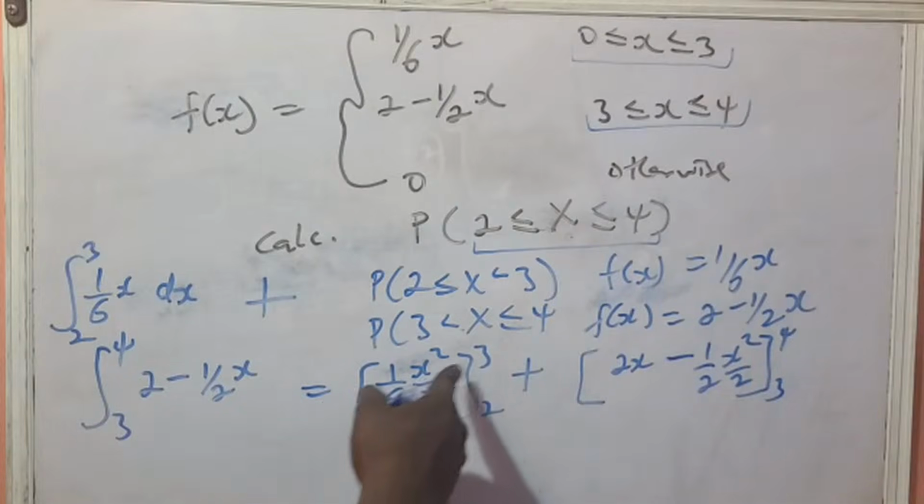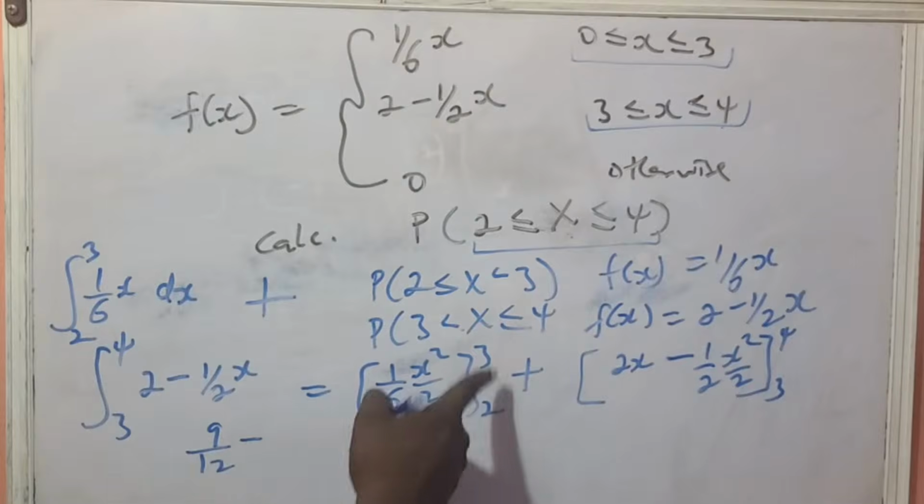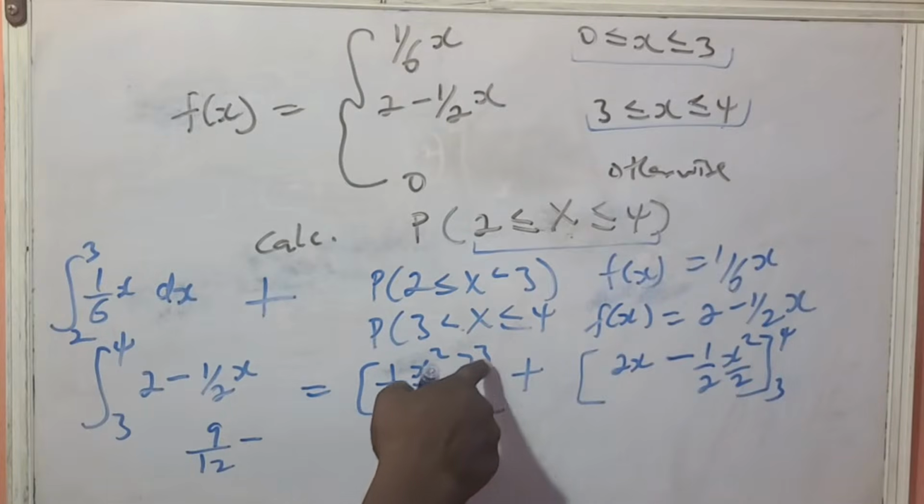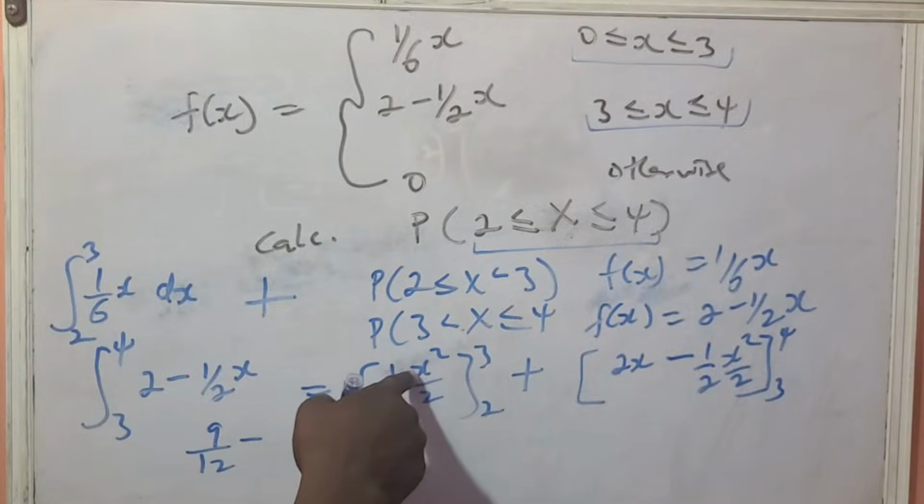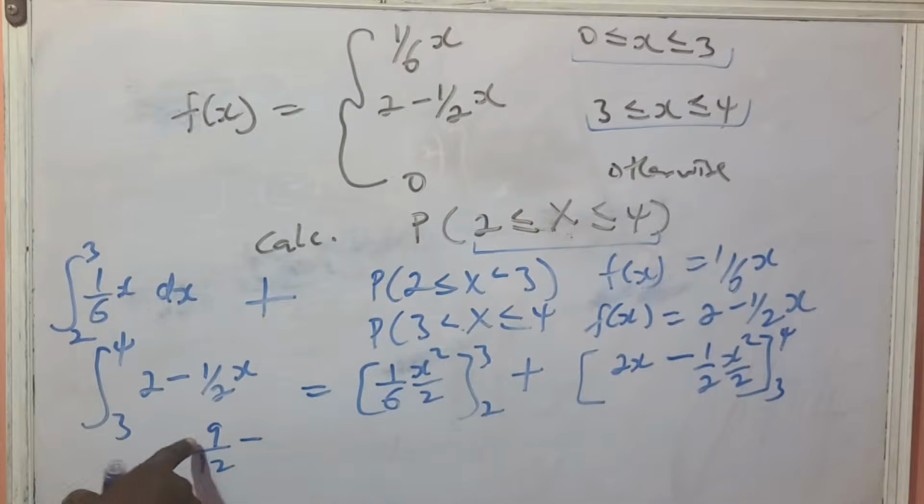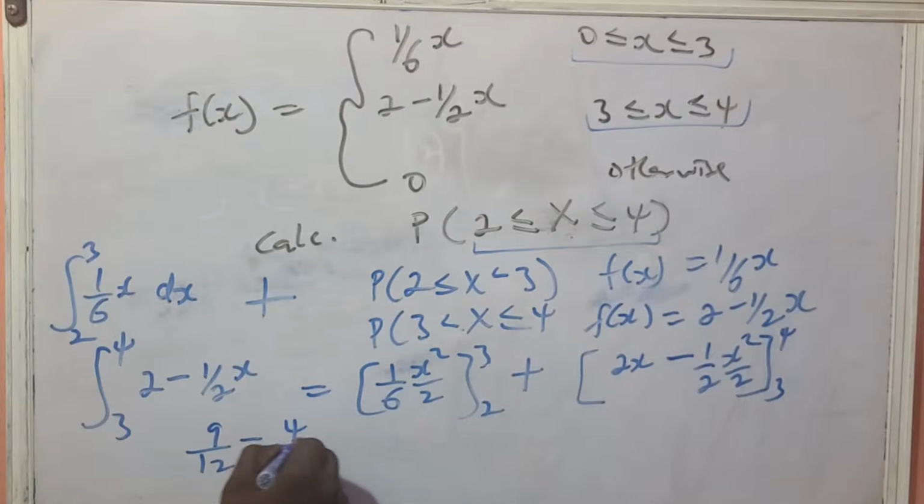So putting your x as 3, you have 3 squared, that will be 9 over 12, minus, putting 2 now, that'll be 4 over 12. So this is the first integration.